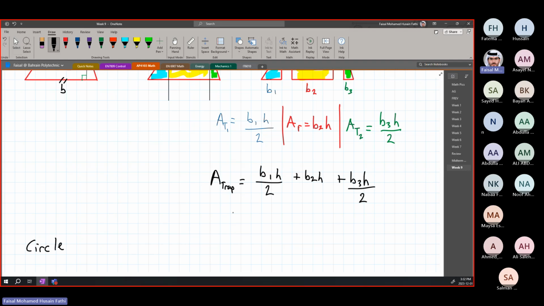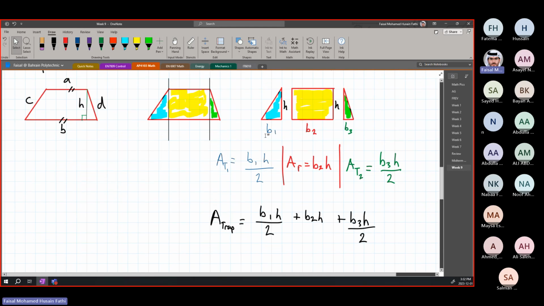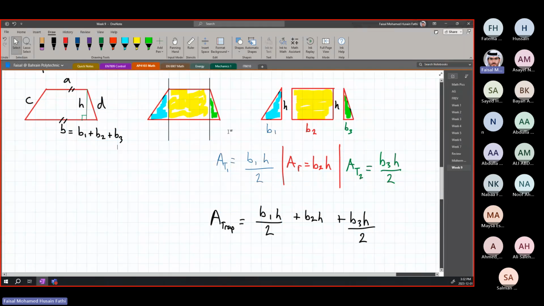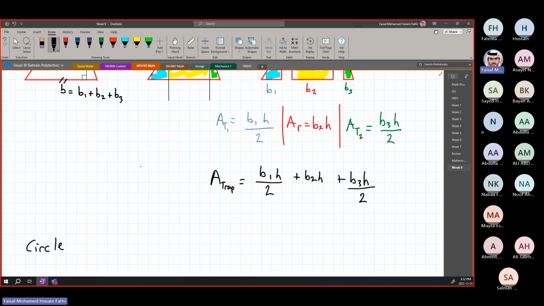First, we know that B1, B2, and B3 together are equal to the total base of the trapezoid. This B is equal to B1 plus B2 plus B3, right? Because it's the base, the total length at the bottom of the shape. So we can use this for later on, but first let's simplify this equation.